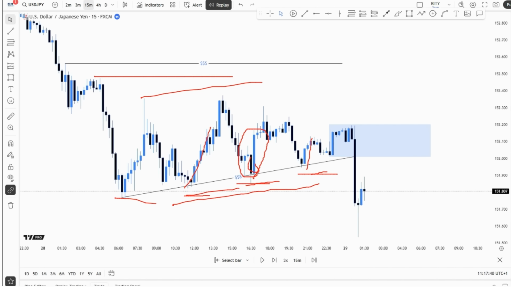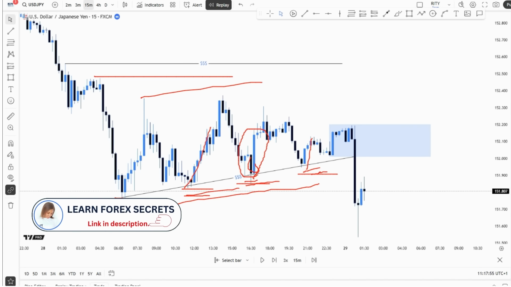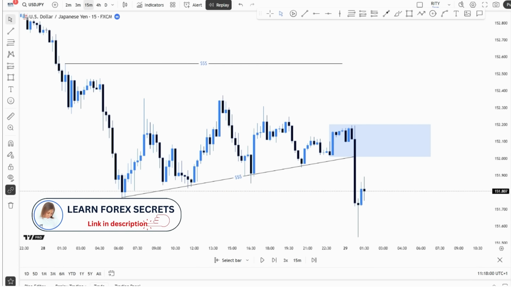But guys, you can clearly see that the big players actually looked out for where there is a high volume of orders resting on the chart, and you can clearly see that we have a high volume of buying orders sitting here. Okay, stop losses around this zone. So now back to our price behavior analysis.